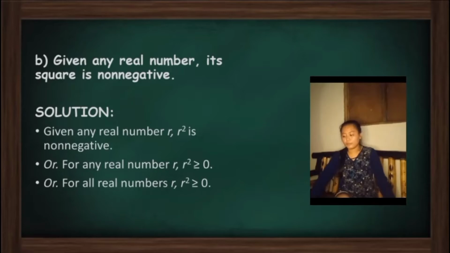Given any real number r, so we use a variable r as a substitute for the real number. r squared is non-negative, or for any real number r, r squared is greater than or equal to 0. So we use 0 to represent a non-negative number. So that's how you write a sentence using variables.